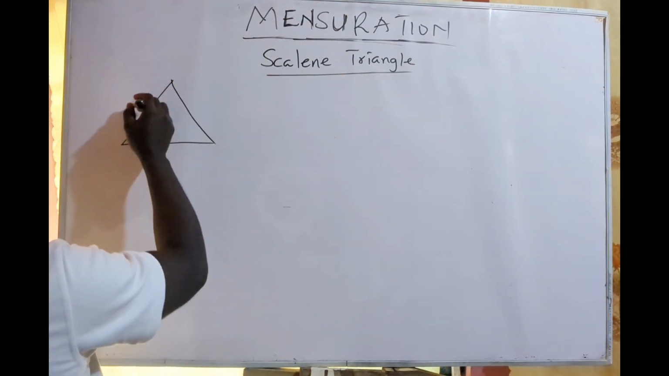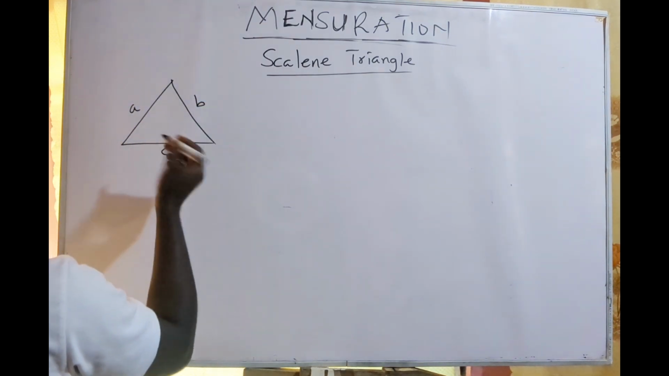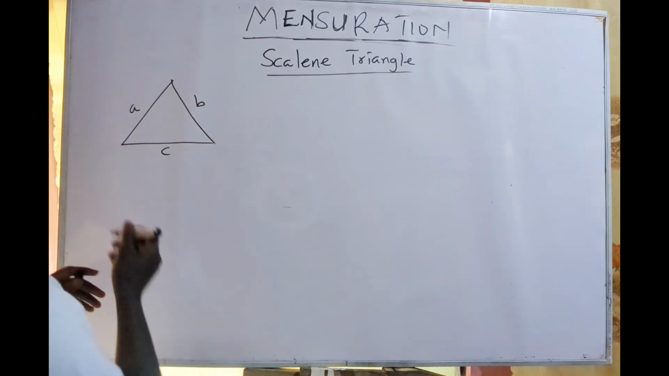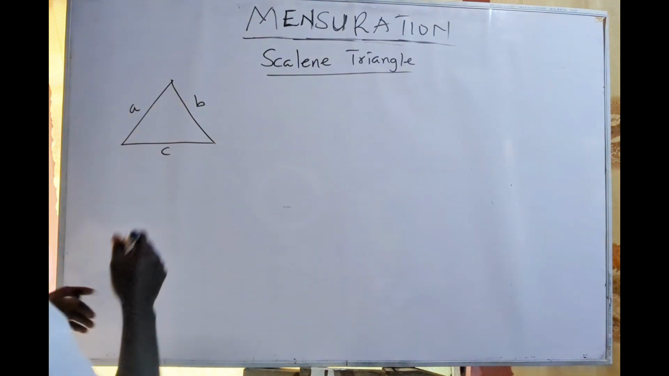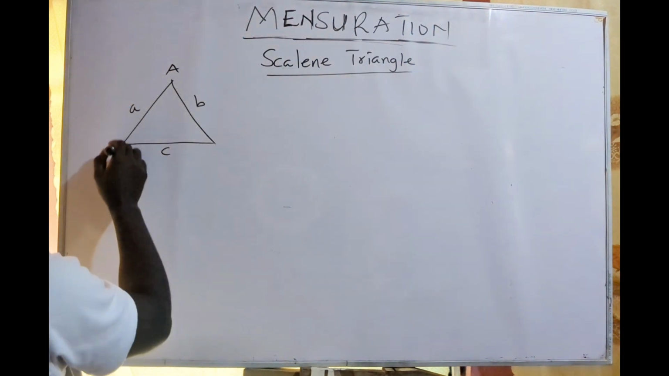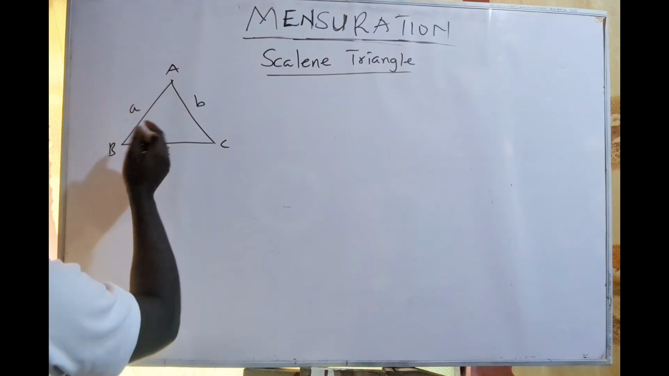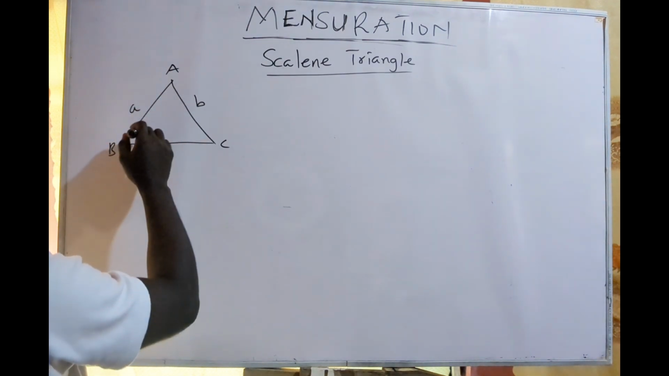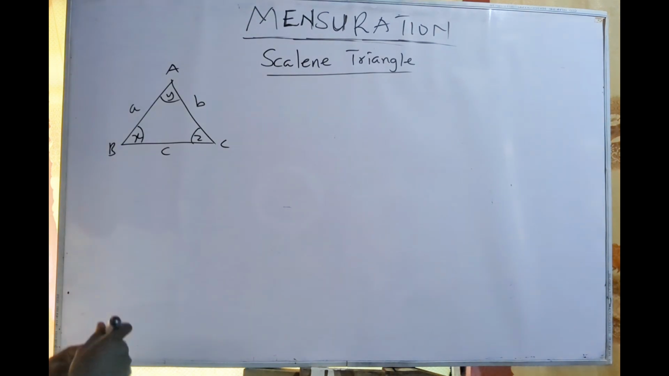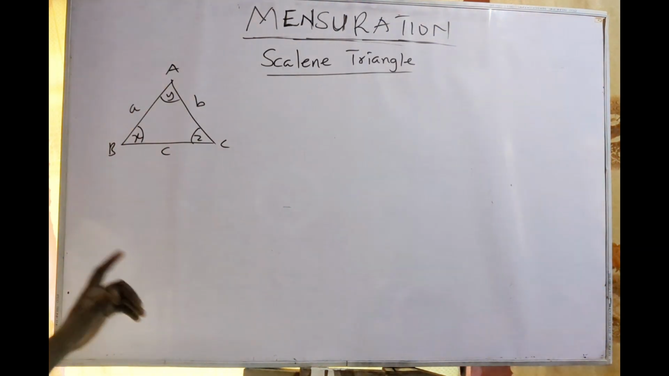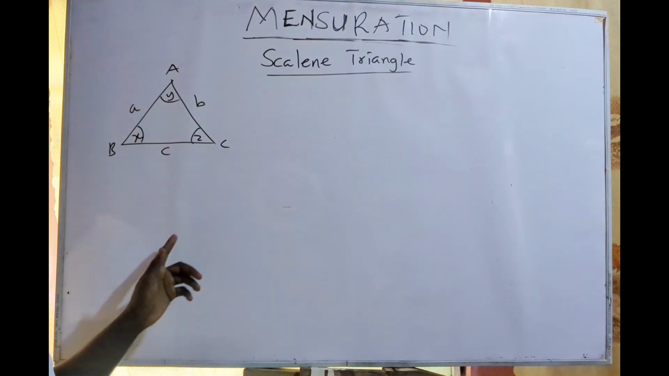So a scalene triangle can be like this. Maybe here is A, here is B, here is C, with different sides, and the angles will also be different. So the angles here, if here is X, here is Y, here is Z, are different interior angles.